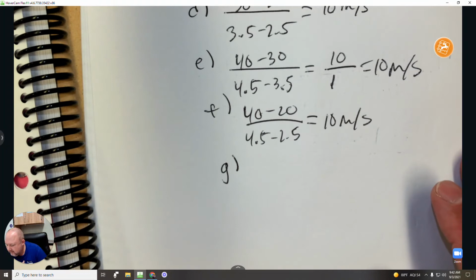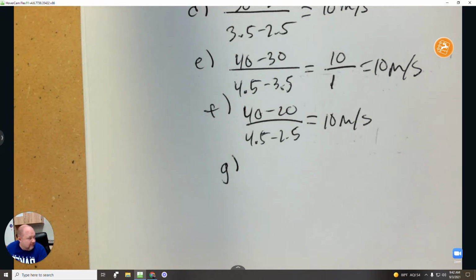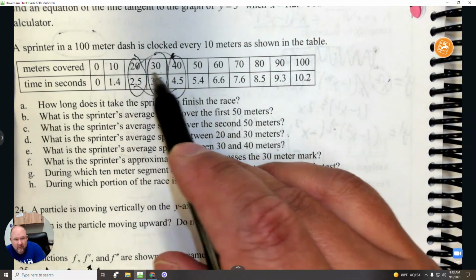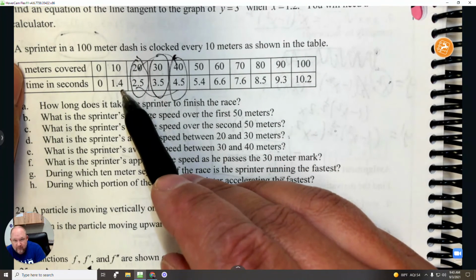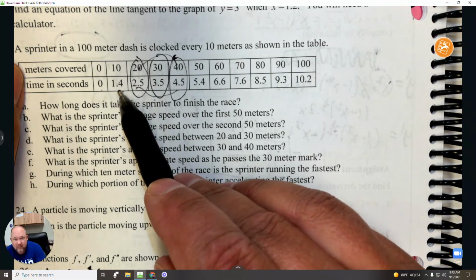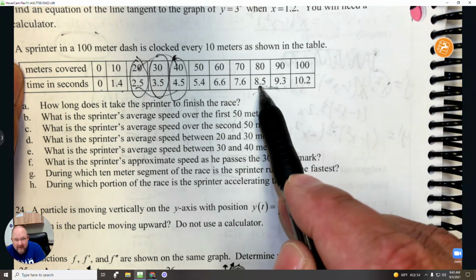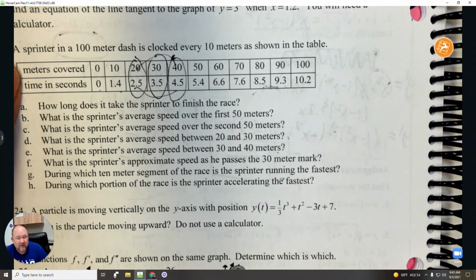During which 10-meter segment is the sprinter running the fastest? So where is the slope the greatest? The top is all the same, right? So in the bottom, you're looking for the least amount of time. So 1.4 take away 0, 2.5 take away 1.4. Where is the least? And it's actually right here. So 9.3 take away 8.5. That only took 0.8 seconds. And so it was the least amount of time to cover 10 meters. So you're going the fastest, right? So between 80 and 90 meters.